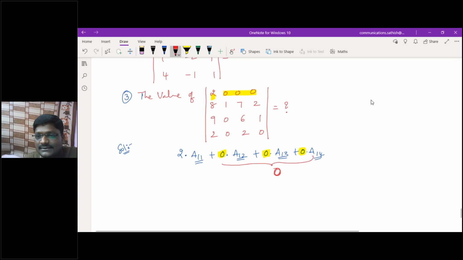All three will become 0. So no need to worry about this. Just calculate up to this part only. That's enough. Then how can I get it?